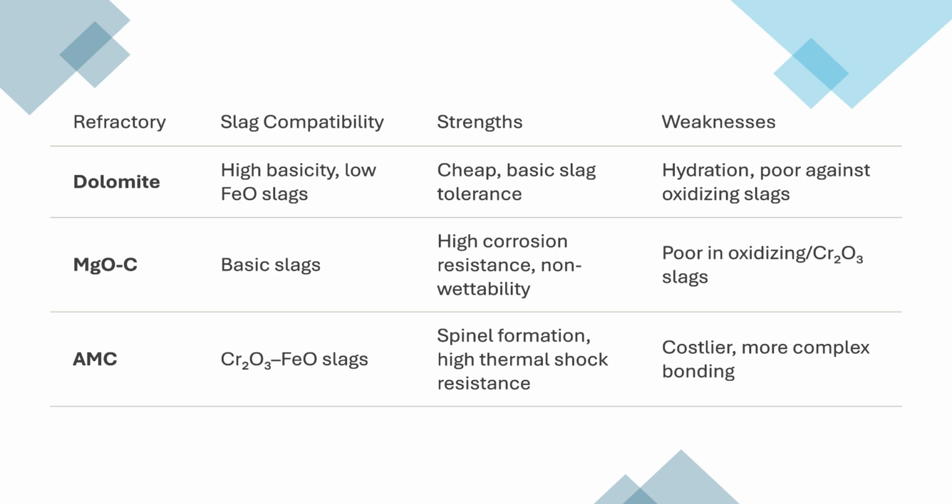Refractory slag compatibility, strengths and weaknesses. Dolomite: high basicity, low FeO slags, cheap; basic slag tolerance, but hydration and poor against oxidizing slag. Magnesia carbon: basic slag, high corrosion resistance, non-wettability, but poor in oxidizing Cr2O3 slag. AMC: Cr2O3 and FeO slags, spinel formation, high thermal shock resistance, but costlier and more complex bonding.